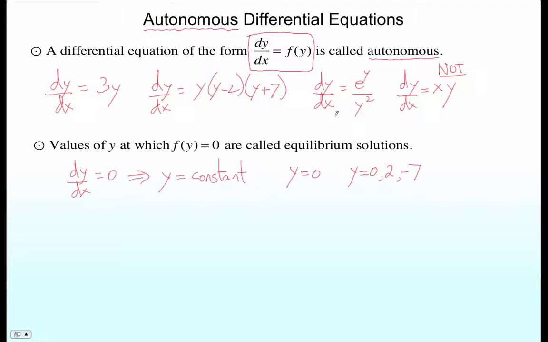But for this third equation, there is no equilibrium solution because e to the y over y squared is never 0. An equilibrium solution could be either stable or it could be unstable. And this is in fact something that we are going to concern ourselves with greatly.